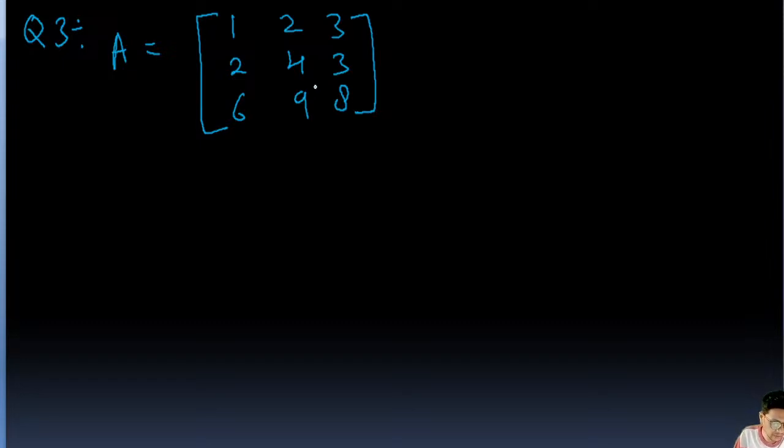A is given. This is 1, 2, 3, 2, 4, 3, and 6, 9, 8. Okay. So now similarly we have to find the rank of the matrix. Similarly, now again we'll convert this matrix into an upper triangular matrix.